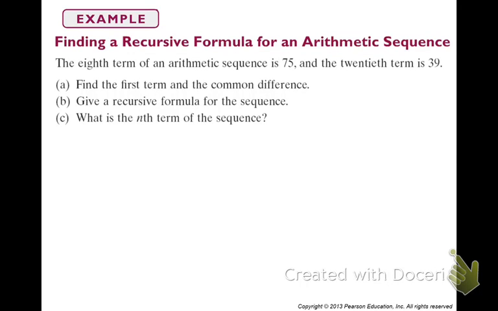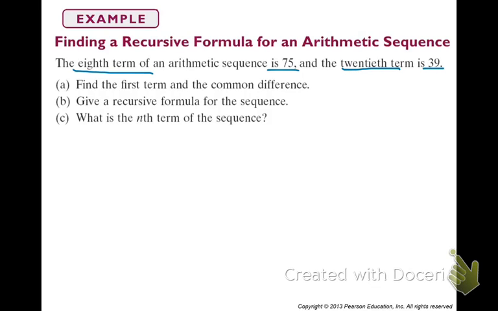So what is important to us? Is the 8th term important? Sure it is, absolutely. The 8th term they told us was what? 75. And the 20th term, do we need to know that? Yes, absolutely. And they told us the 20th term is 39.